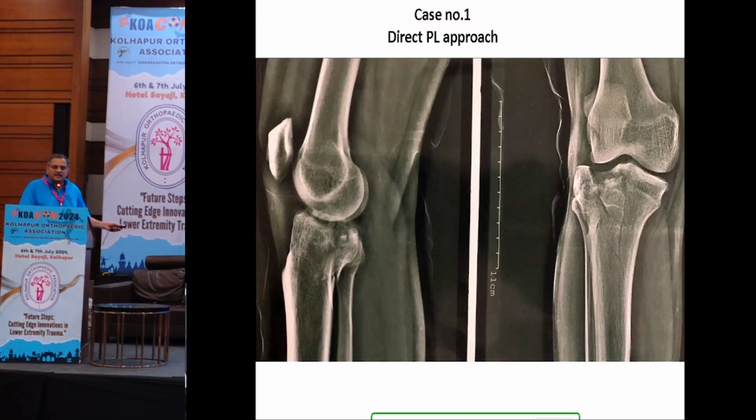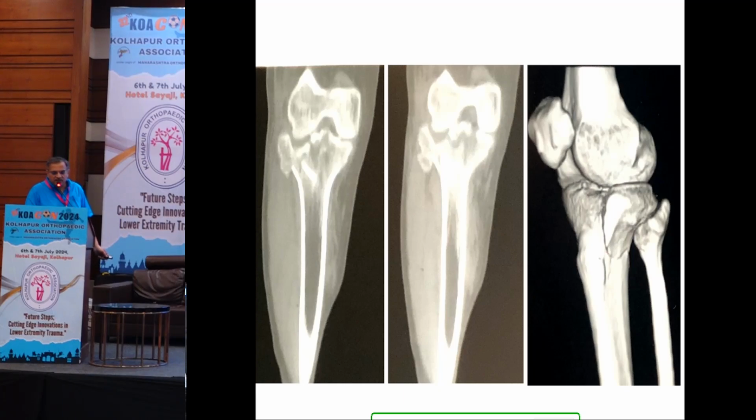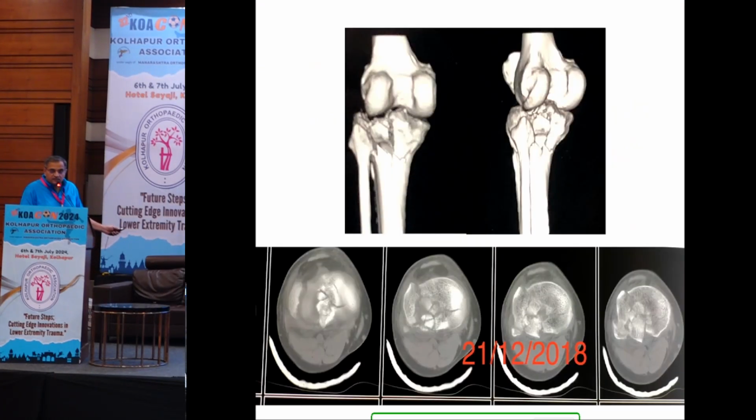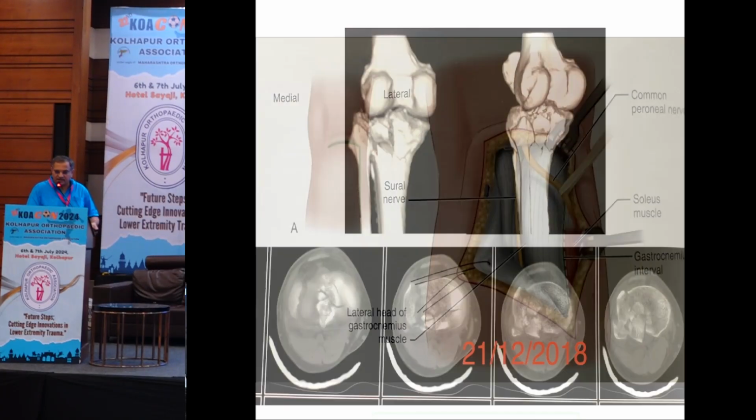This is a case which I did when I wasn't aware of the Frosch approach. So this was the plain X-ray of the patient. You can see that there is an anterolateral element as well as a posterolateral element. So in this particular case, I addressed it with a posterolateral and anterolateral approach separately.